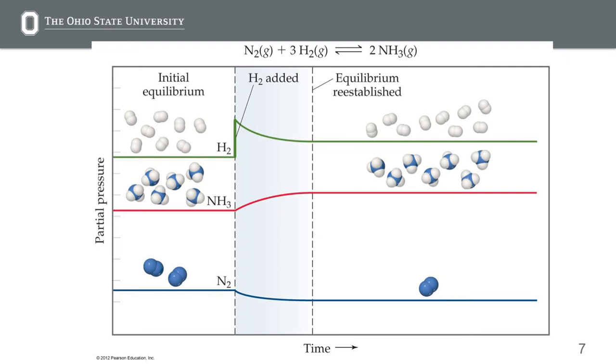So if we look at this in terms of a figure, I like this figure. We're going to look at this in a couple ways. These are concentrations of ammonia, nitrogen, and hydrogen. And so we've got equilibrium established.